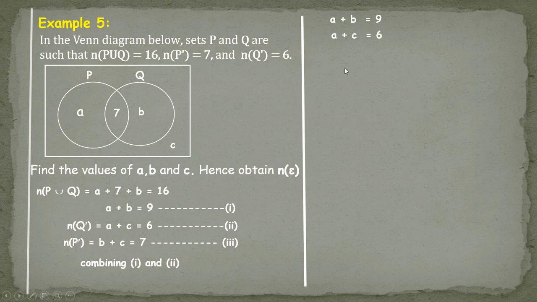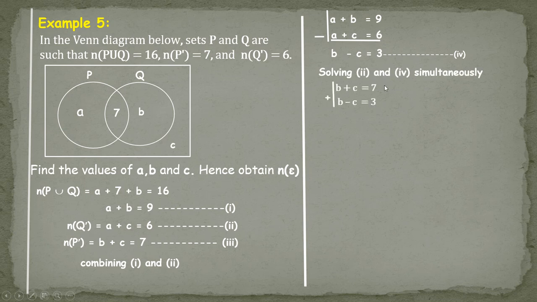So I want to eliminate A. You realize that this is a positive, this is a positive, so I will subtract to eliminate A. So A minus A, 0. B minus C will now be equal to 9 minus 6, which gives us 3. So do you realize that now this equation 4 and this equation 3 are in the same dimensions? B minus C equal to 3, B plus C equal to 7.